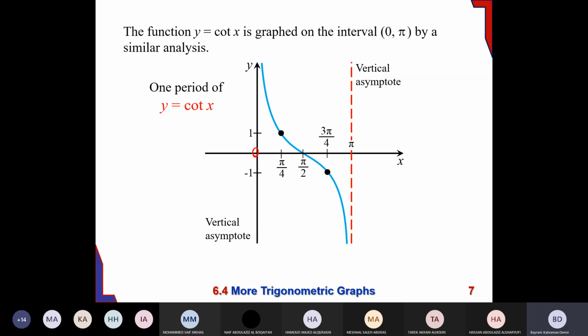So just to show you some calculations, cotangent of pi over 4 is 1. Cotangent of pi over 2 is 0, you see, the x-intercept. And cotangent of 3 pi over 4 is negative 1, of course, since 3 pi over 4 is in the second quadrant.